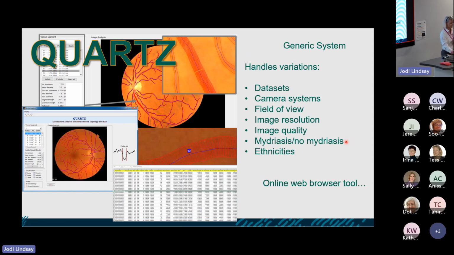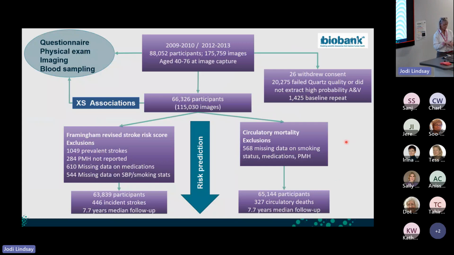But obviously, if you have other systems, they tend to use mydriasis to get a better view if it's difficult to see. I'm not going to go through every single number in this flow diagram, but it's literally just to show you that we've used UK Biobank to develop our models, and we have about 66,000 people with good usable images out of a total of around 80,000.